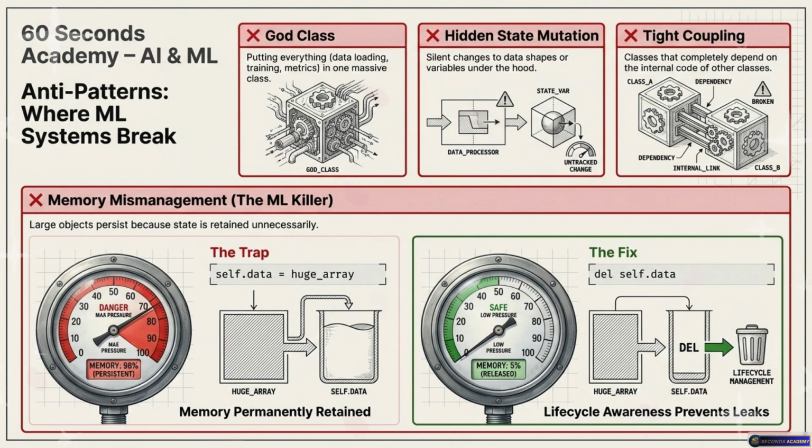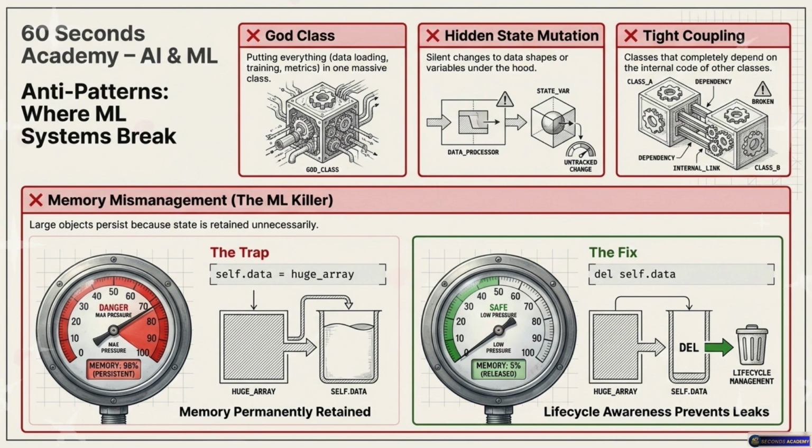But the most ML-specific failure is memory mismanagement, leaving large objects persisting in memory. We see this all the time when a candidate accidentally writes self.data is a huge NumPy array inside a class that lives forever. Right, they tie a multi-gigabyte array to the life cycle of an object that never gets destroyed. They basically cemented a box of bowling balls to the server floor.